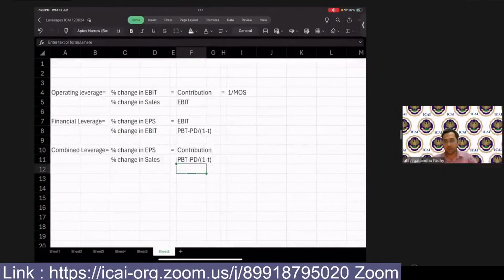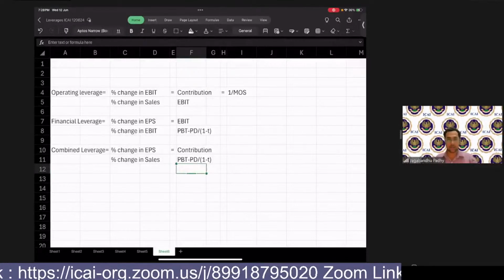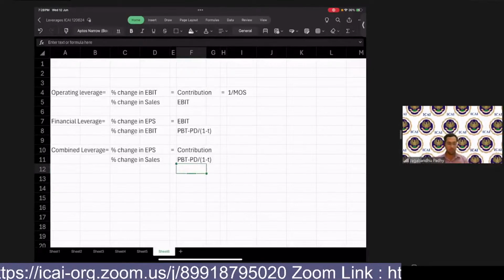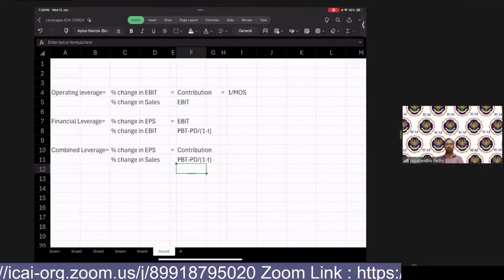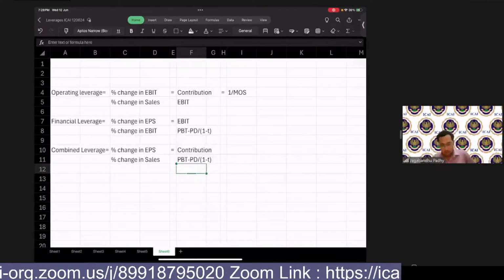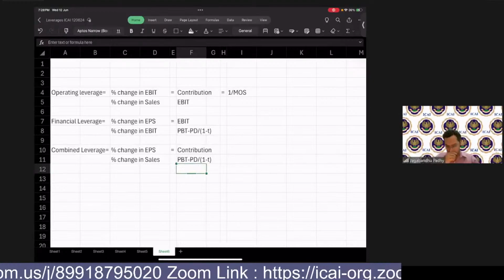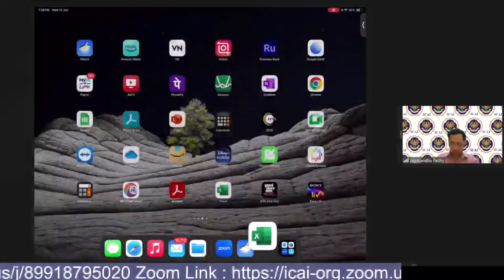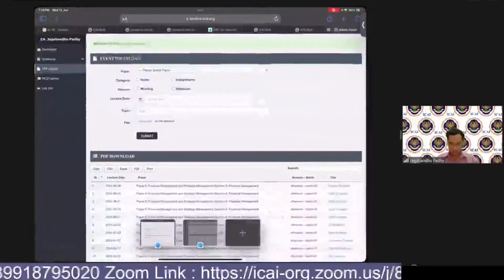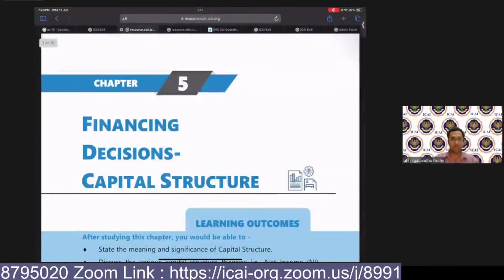Okay, so welcome back, guys. So we have covered the formulas along with the derivations. Now let's go for some of the questions and quickly take the questions from the module itself.